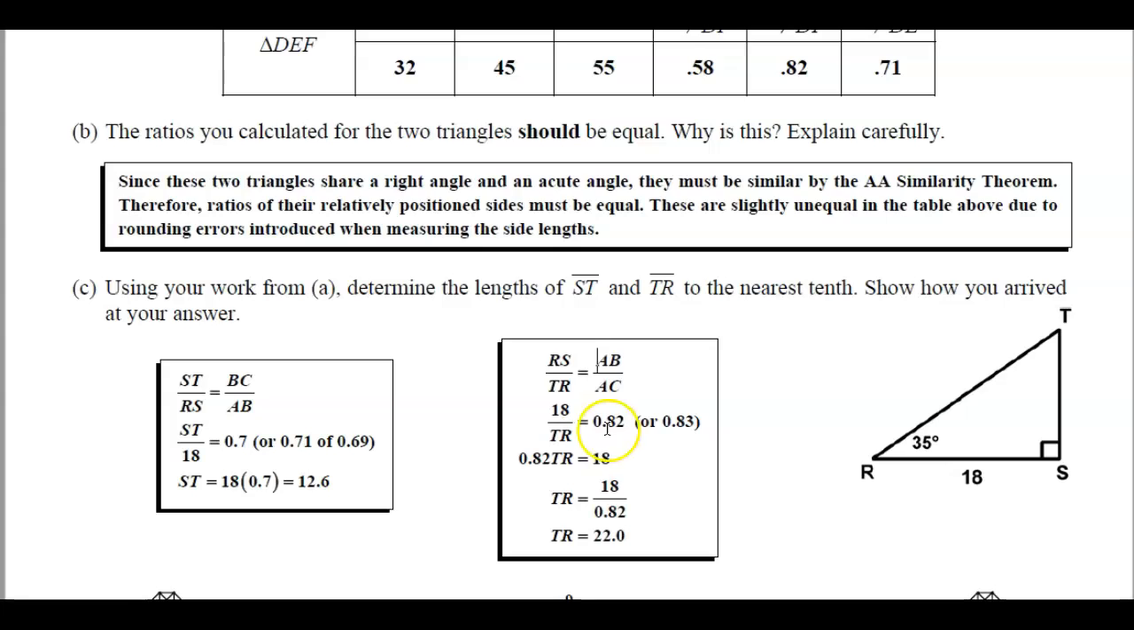So in this case, if I put this 0.82 over 1, I would have a cross product of 0.82 TR and 18 times 1, which is 18. So to get TR isolated, just divide by 0.82 and I get 22. So it's just proportion solving from there. But the point is, if I pick two sides in a right triangle with an angle that I already know information about with a different right triangle, then I can set them equal to the appropriate ratio.